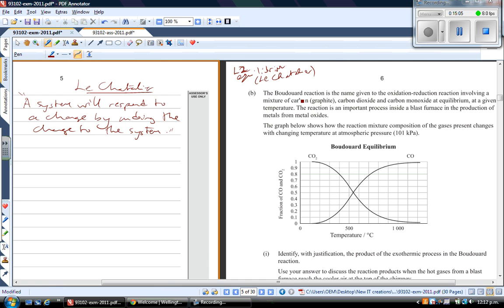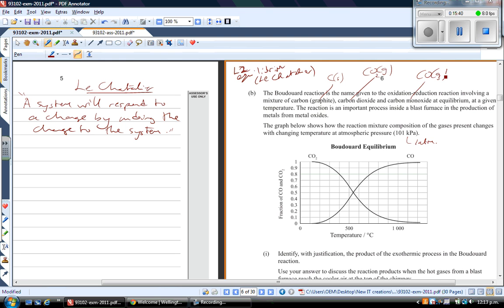So the Boudouard reaction is the name given to the oxidation reduction reaction involving a mixture of carbon, graphite. Now we know graphite is just solid carbon, so that's solid state carbon dioxide, which is gaseous at room temperature and pressure, and carbon monoxide. All right. Now room temperature and pressure, I know you have atmospheric pressure, which is the same as 1 atmosphere, or 101 kilopascals. So we know it's at atmospheric pressure. The temperature is varying, but those molecules are still gaseous.